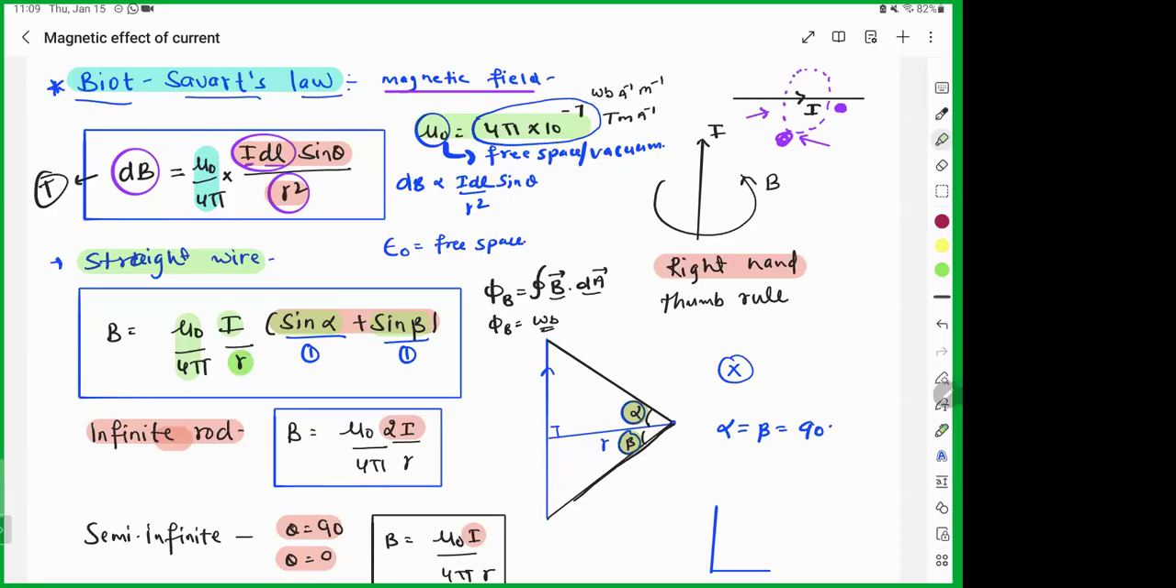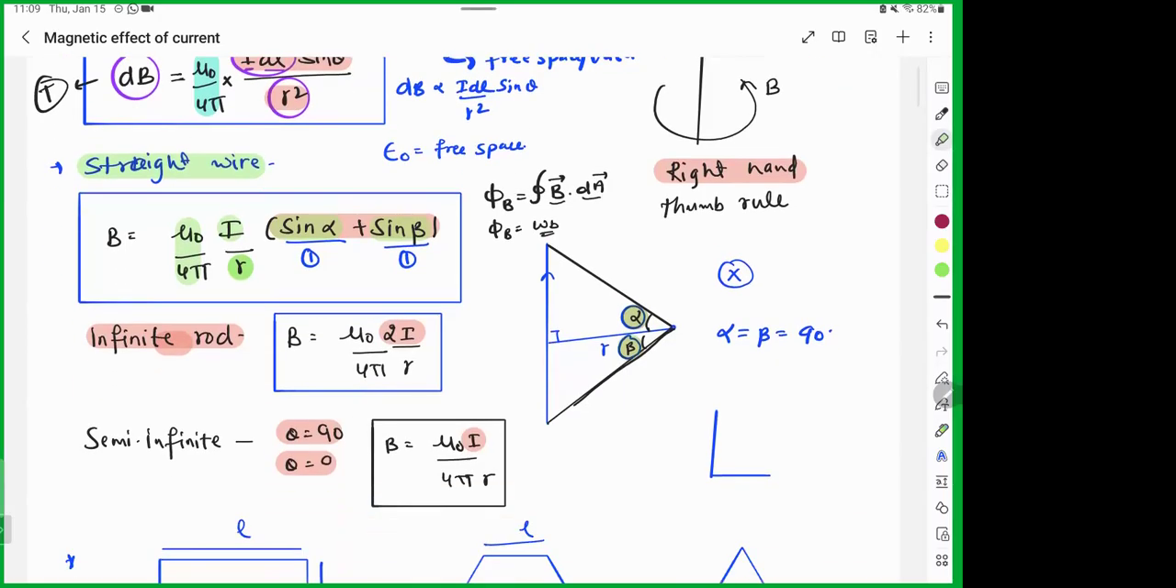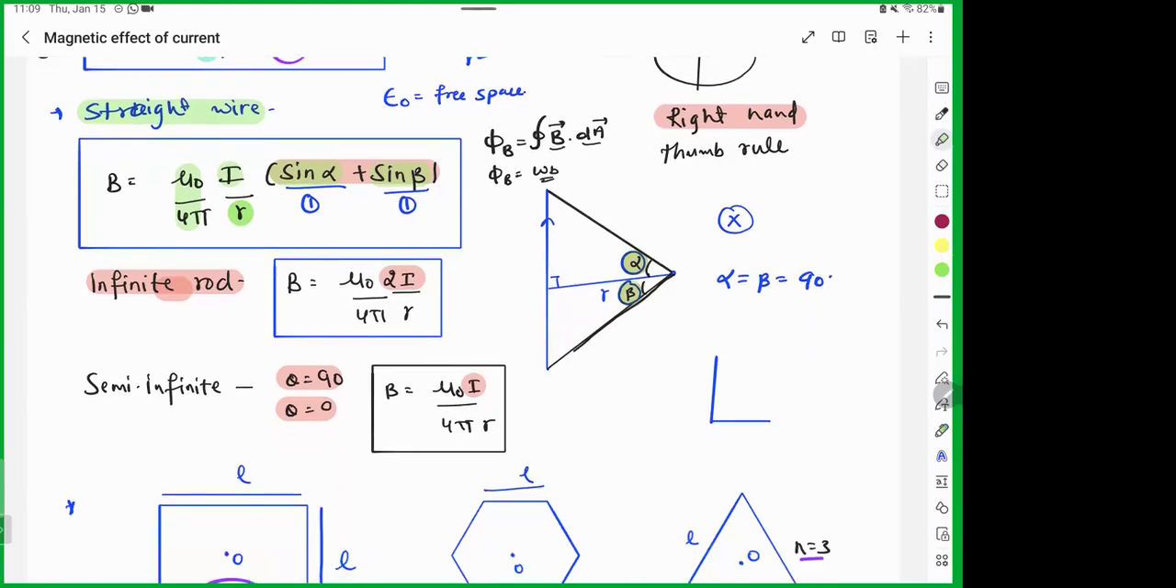In case of a rod, imagine if you are taking an infinite rod, what will happen? Both angles will be 90 degrees. You already did this. If both angles are 90 degrees, sin alpha, sin 90, value is 1, sin beta, sin 90, will be 1, 1 plus 1 is 2. That's why you have 2 here. Tell me yes or no.